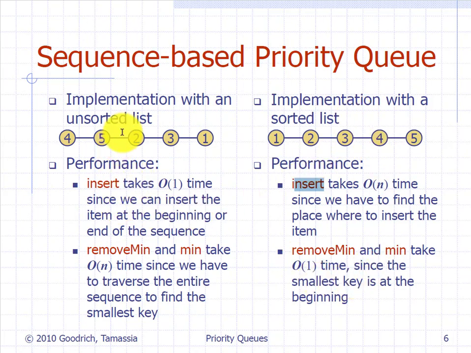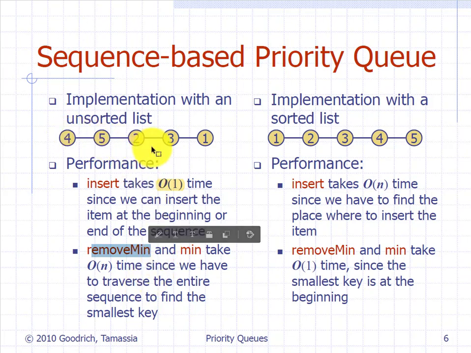So we see that if you have an unsorted list representing a priority queue, then it doesn't matter where you add the entry. You could add it to the front, you could add it to the end, but as long as you can access the front and end in constant time, insert will take O(1). So your insert for an unsorted priority queue will be O(1), because you can insert it anywhere. You could insert it here, you could insert it here, it doesn't matter. But then what would be the remove min?